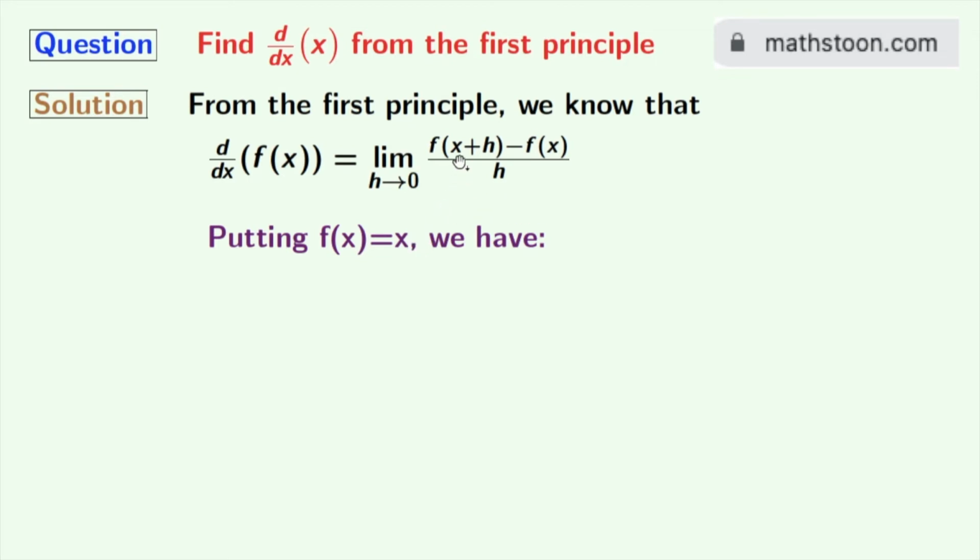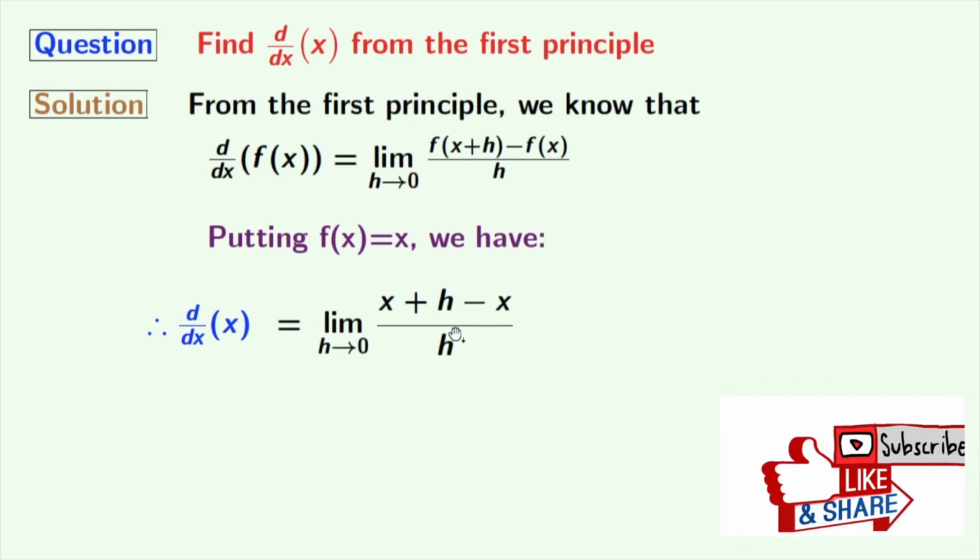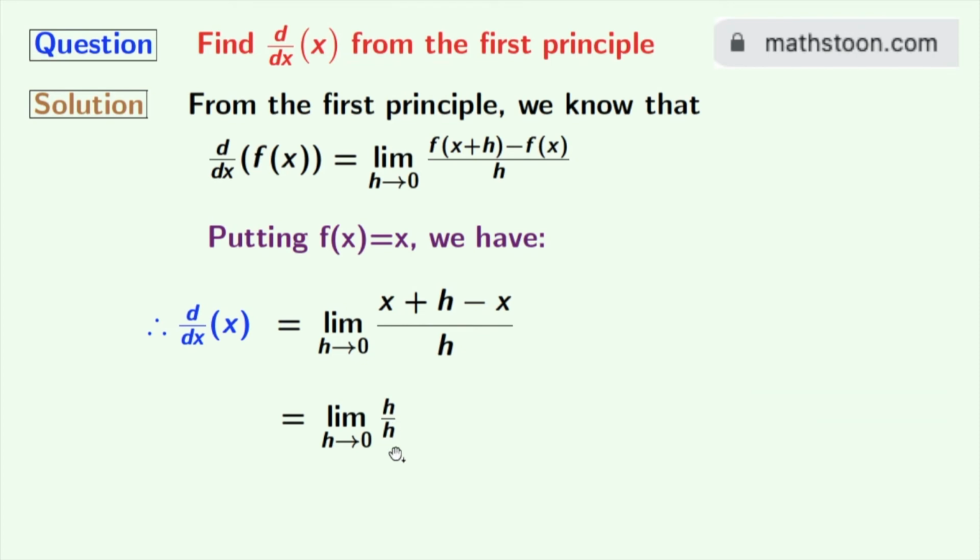That will give f(x+h) is x+h and f(x) is x. So finally we get the derivative of x is equal to the limit as h tends to 0 of (x+h-x)/h. Now simplifying this fraction, we get h/h, which gives us 1. Now we know that the limit of 1 when h tends to 0 is 1. So finally we get the derivative of x is equal to 1.